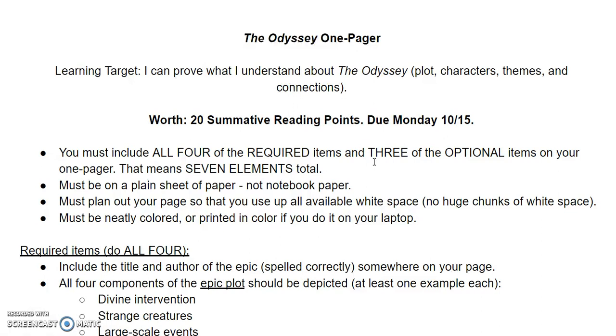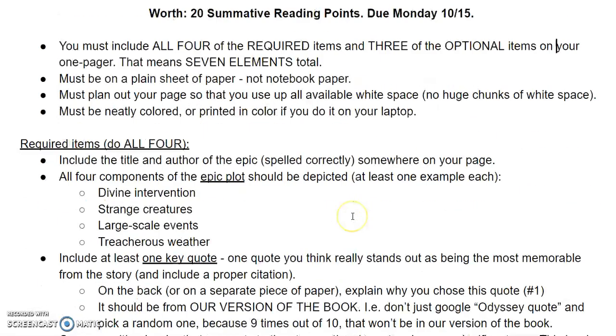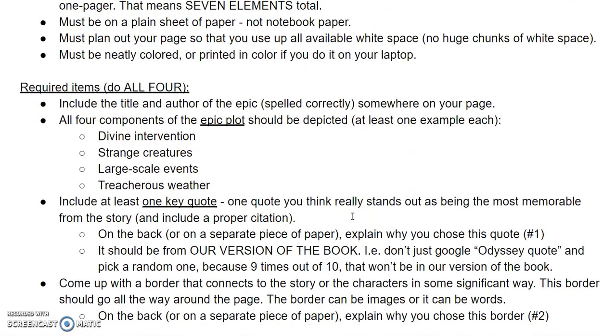And finally, it has to be in color. So if you do it by hand, you need to use colored markers, colored pencils, whatever you choose. And if you do it by computer, you need to be able to do it in color and print it in color for Monday. So if you scroll down, you'll see the required elements. And I can show you an example.